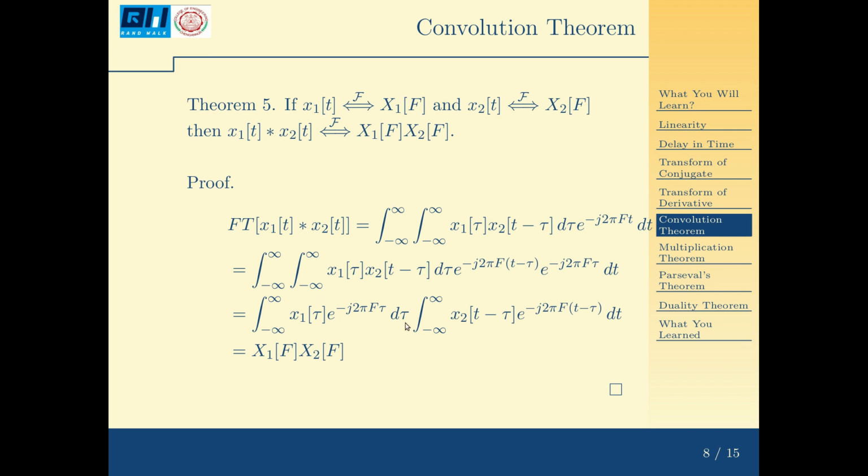So what is this? This is my X1(f), only t is replaced by tau, and the integral is from minus infinity to infinity. And what is this? This is a function in t minus tau; this kernel is in t minus tau. So this is nothing but X2(f). So this is X1(f) times X2(f). That is a proof. So a convolution in the time domain appears as a multiplication in the frequency domain.